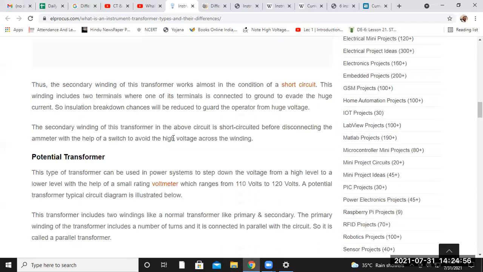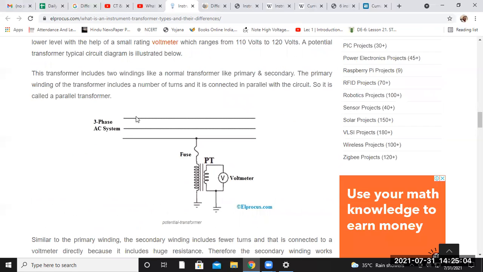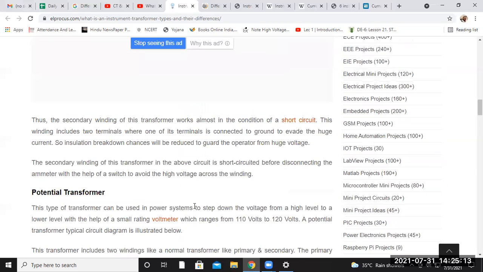Now the second one is the potential transformer. If you go through the potential transformer circuit diagram, you can see here the three-phase system. Then there is a fuse, there is a potential transformer, and a voltmeter is connected, and both of them are grounded.